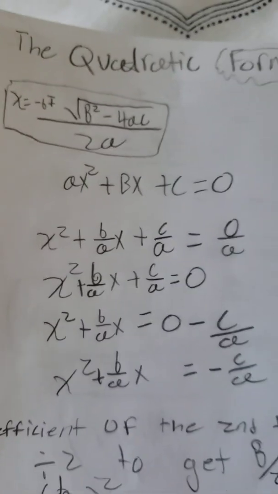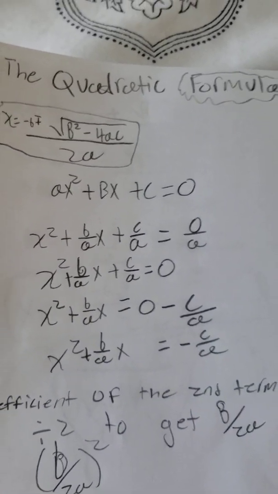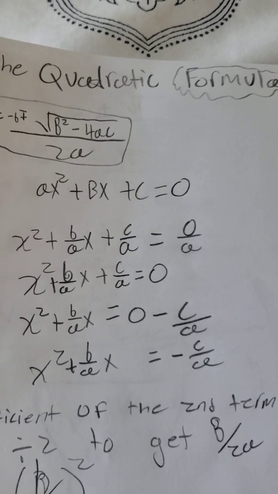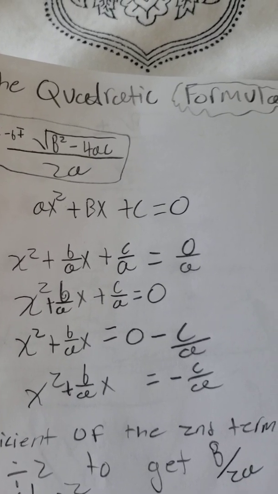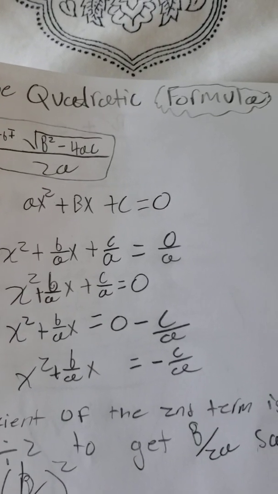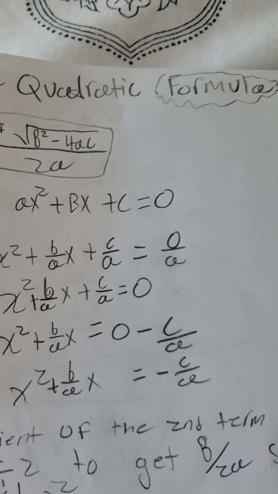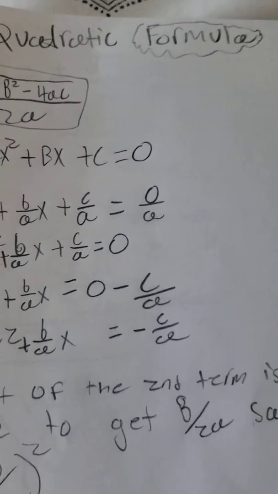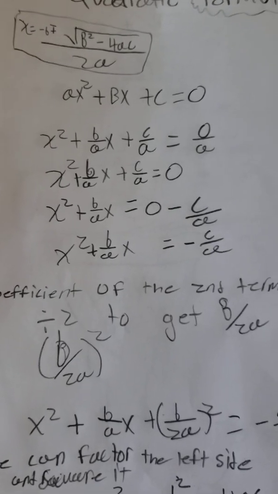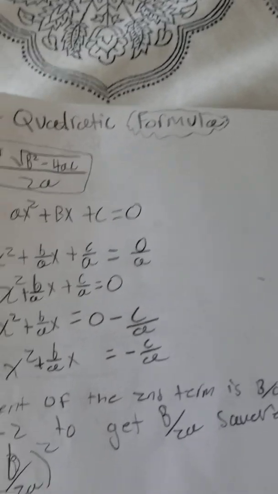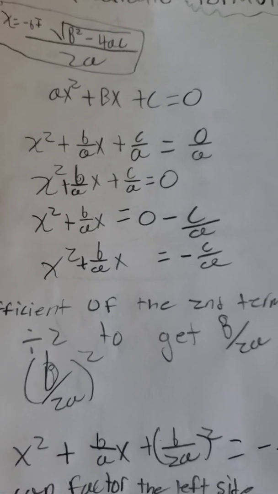Okay, so we've got ourselves what most people consider to be kind of the holy grail of Algebra 1. We've got here the quadratic formula. So we've got x equals negative b plus or minus the square root of b squared minus 4ac over 2a, right? It's a little complicated, but you'll find your way to memorize it.